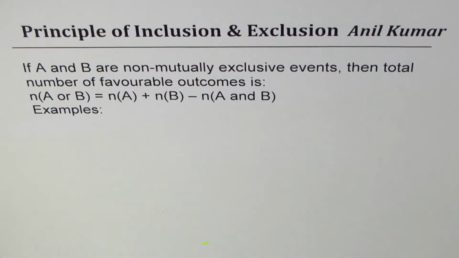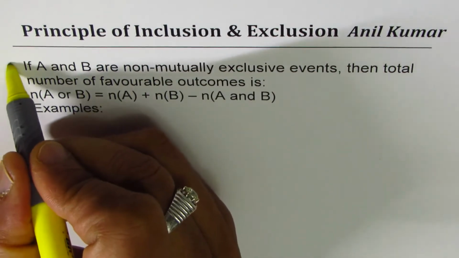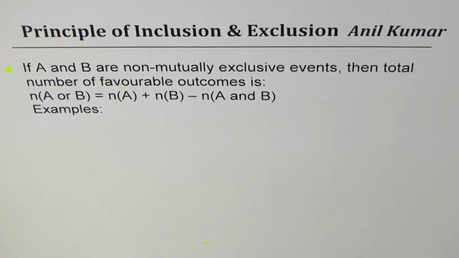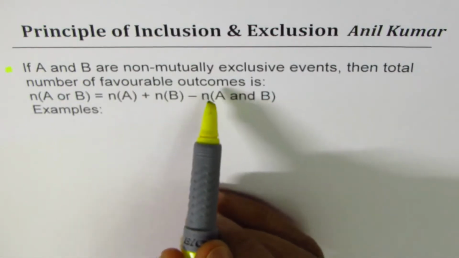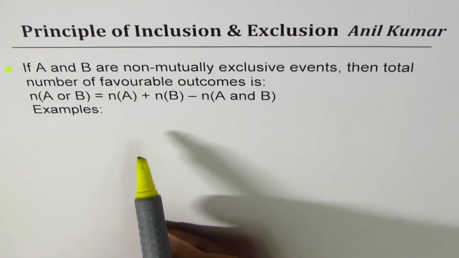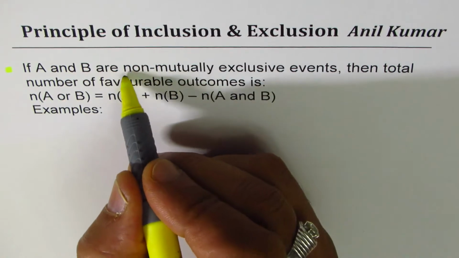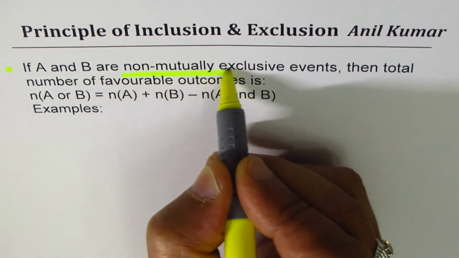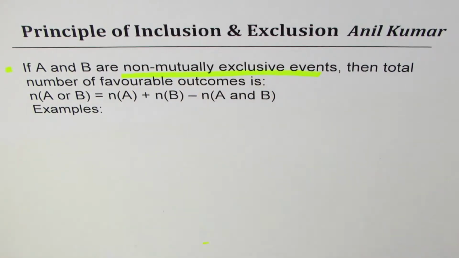I'm Anil Kumar. In this video, we'll discuss the basic principle of inclusion and exclusion. We'll begin with the statement: if A and B are non-mutually exclusive events, then the total number of favorable outcomes is something. Before getting there, let's understand what non-mutually exclusive events are.